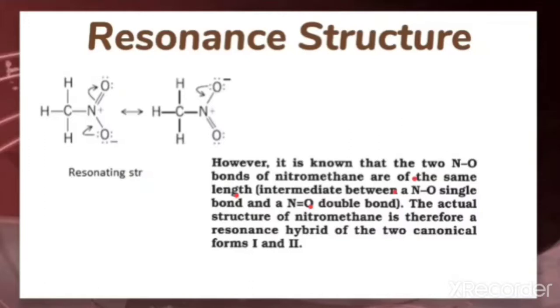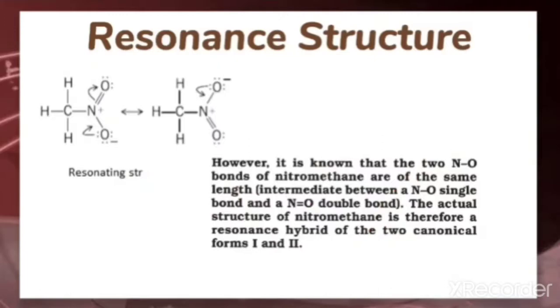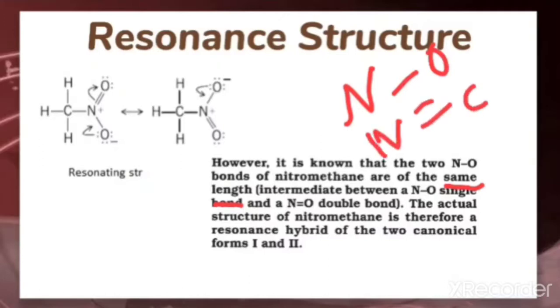As we have already discussed in the case of benzene, here also we expect an N double bond O and an N single bond O. So we expect the bond lengths to be different, because a double bond length and a single bond length are different. We expect two different bond lengths, but experimentally we find the same bond length. That is an intermediate value between the N-O single bond and the N-O double bond. That is what we call the hybrid structure.